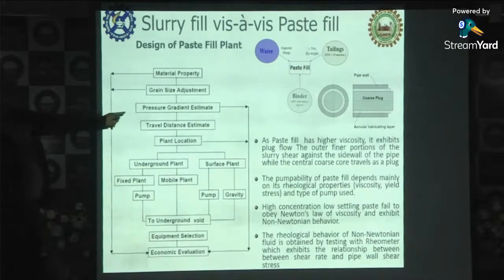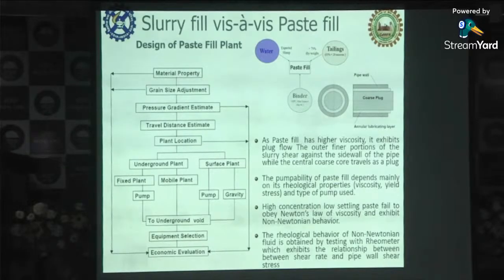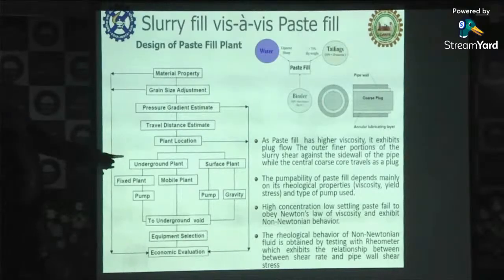The pressure gradient estimate is carried out by a closed loop test. They mix a particular mix with a particular pulp density, flow it into the pipelines, and measure the pressure drop for a particular pipe diameter and particular velocity. Then on that basis, the travel distance estimate is done, and on that basis, the plant location is decided, whether on the surface or underground. Underground, there are two types of plant: fixed plant and mobile plant. In a fixed plant, we need a pump system, and for surface plants, it can go either by gravity or by pump, and then the same thing follows.